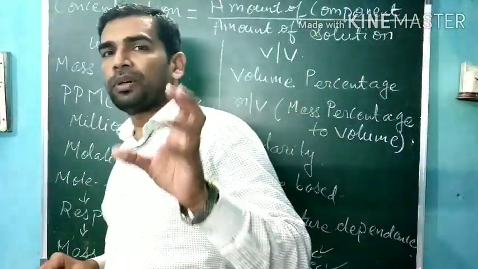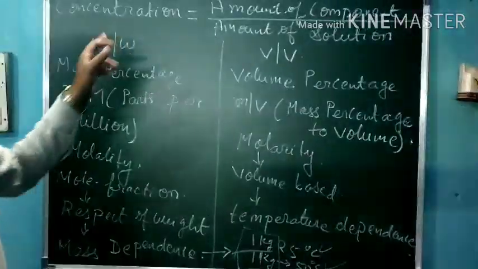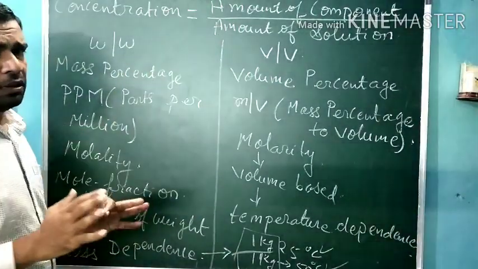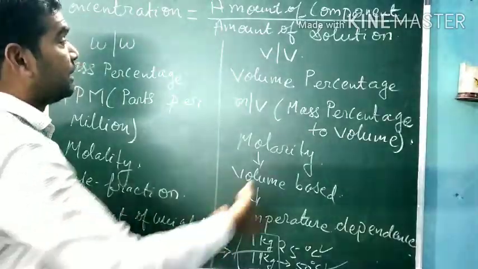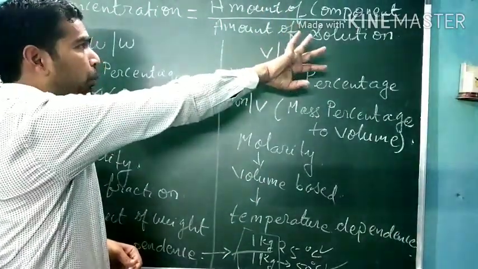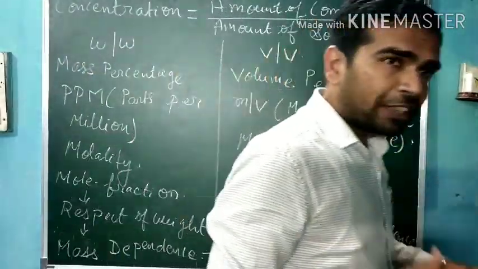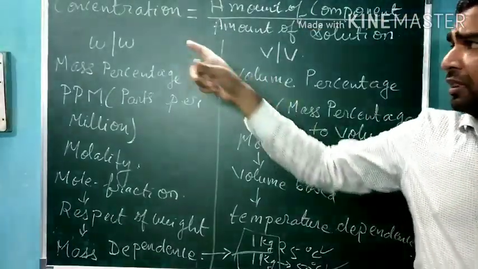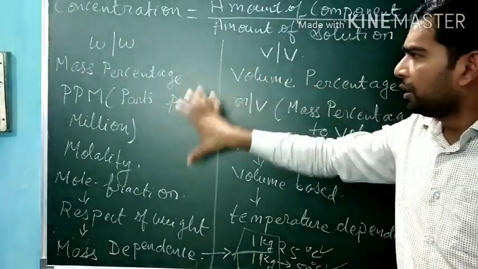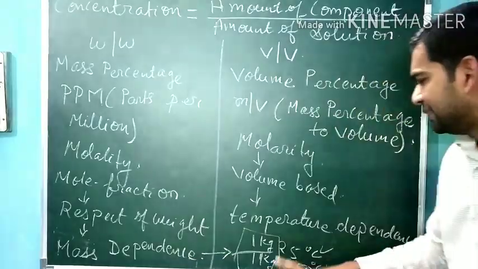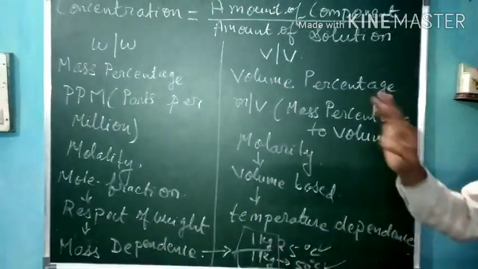Now the next one is, what is concentration? We know that concentration is equal to the amount of component upon the amount of solution. We can also say that the ratio of the amount of component to the amount of solution is known as concentration. In order to express this, we have divided it into some terms. First one we will discuss is mass dependent, and the second one is temperature dependent. We will discuss them one by one.